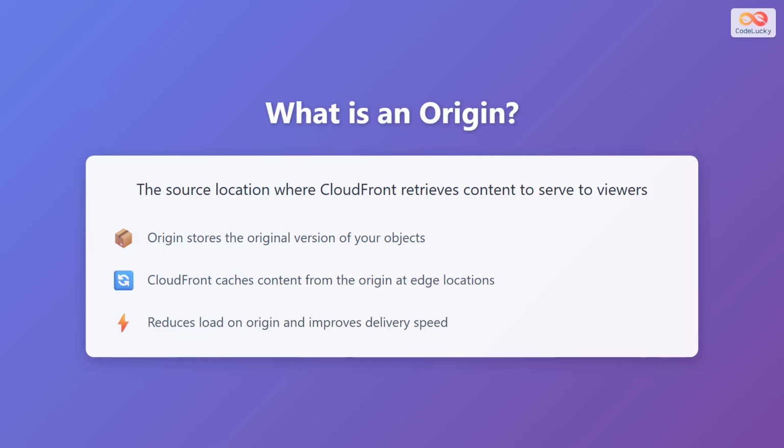An origin is the source location where CloudFront retrieves content to serve to viewers. Think of it as the master copy of your files. The origin stores the original version of your objects, whether they're images, videos, or web pages. CloudFront then caches this content from the origin at edge locations around the world. This approach reduces the load on your origin server and dramatically improves delivery speed to end users.